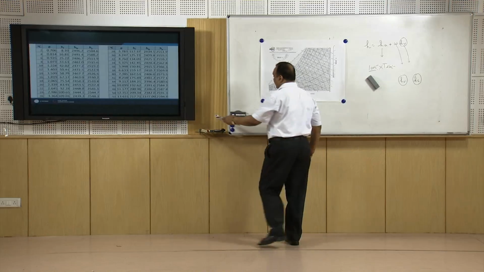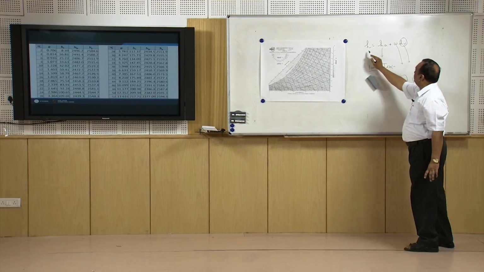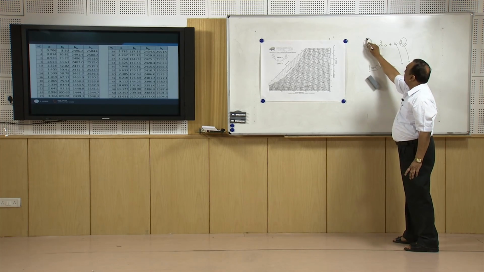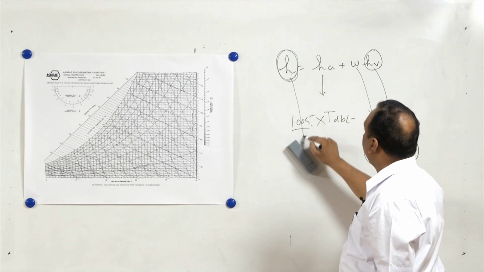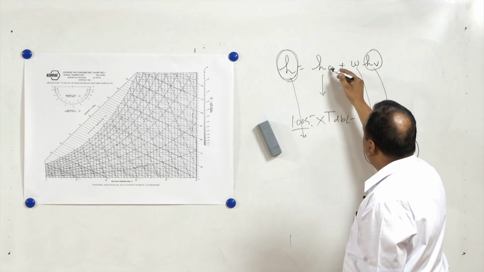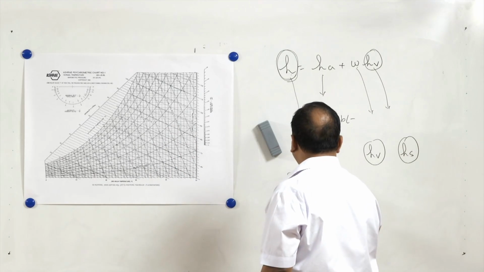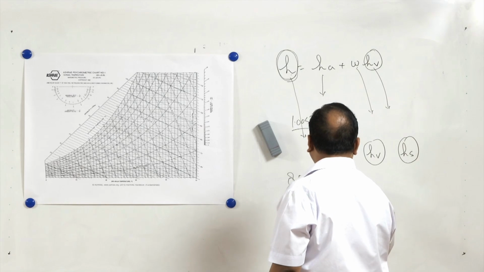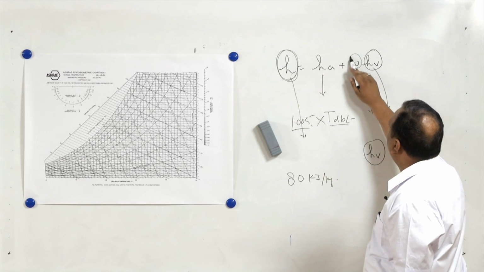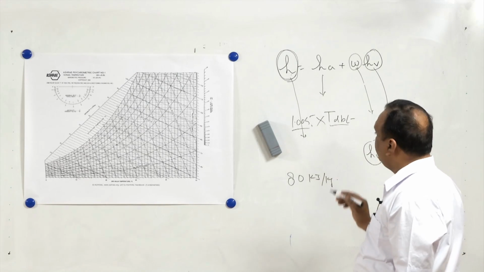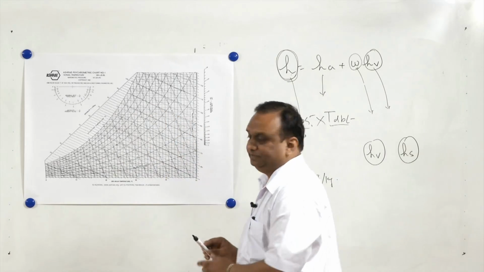Now, in this case again, if I want to have a constant enthalpy line, we will assume a particular enthalpy. Suppose we take the enthalpy here as, let us say, 80 kilojoules per kg. Assume a certain dry bulb temperature and find the value of specific humidity. The same process will be repeated here, and we will get a constant enthalpy line.